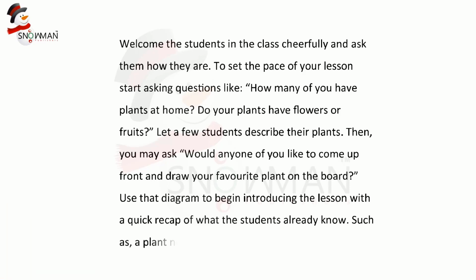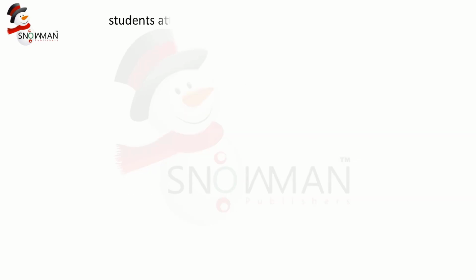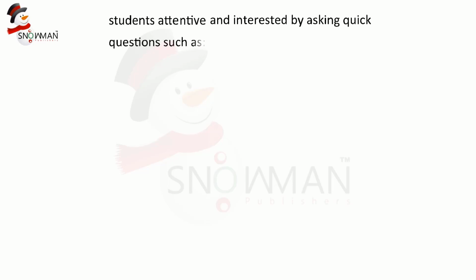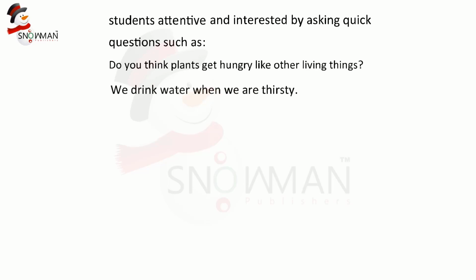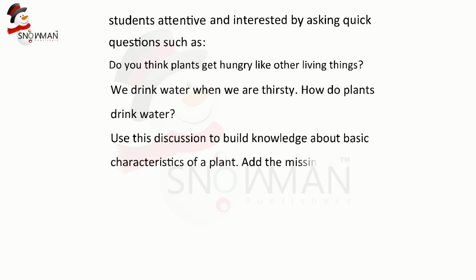Use that diagram to begin introducing the lesson with a quick recap of what the students already know, such as a plant needs soil and water to grow, it is put in sunlight and needs air. Remember to keep the students attentive and interested by asking quick questions such as, do you think plants get hungry like other living things? We drink water when we are thirsty. How do plants drink water? Use this discussion to build knowledge about basic characteristics of a plant. Add the missing details in the discussion by yourself.